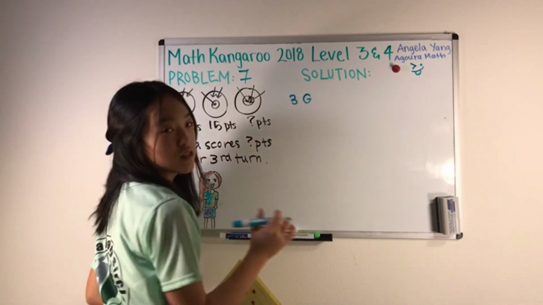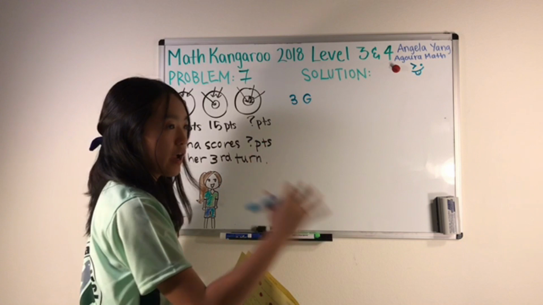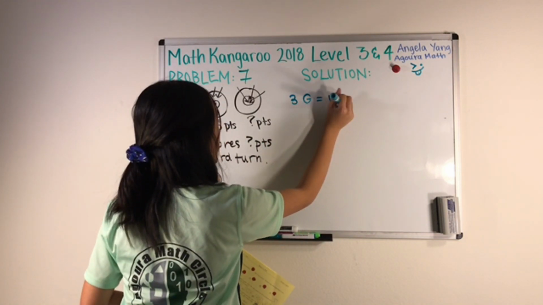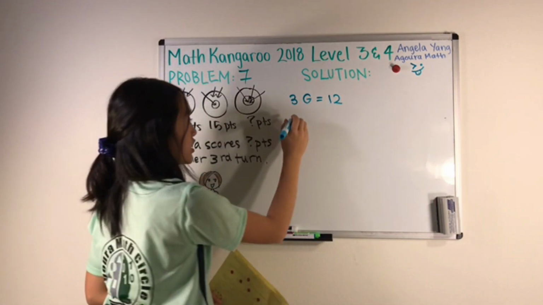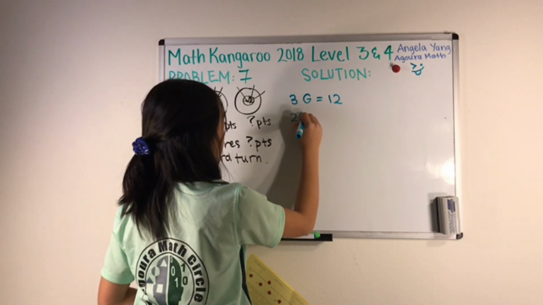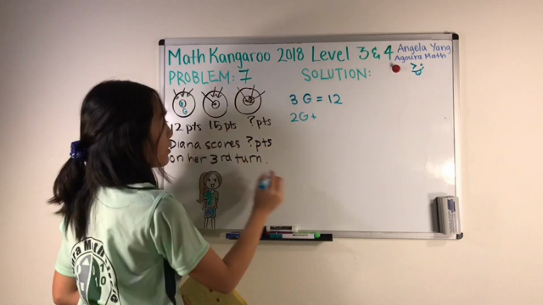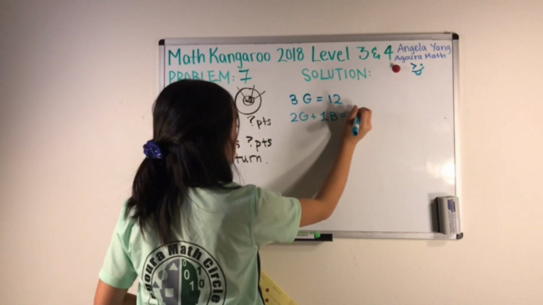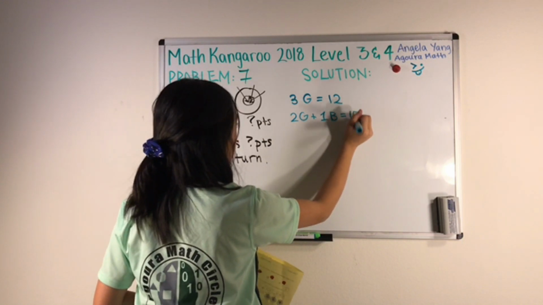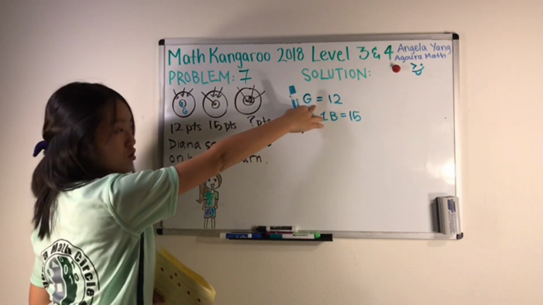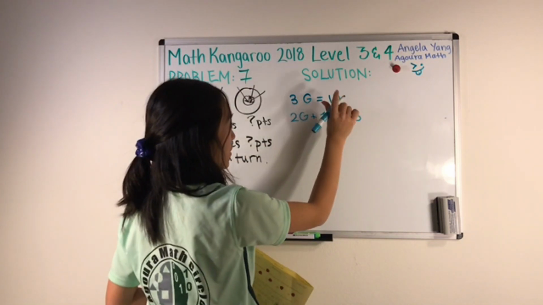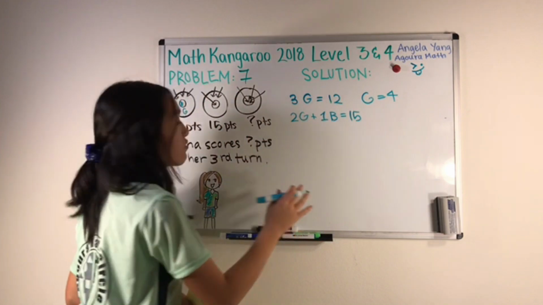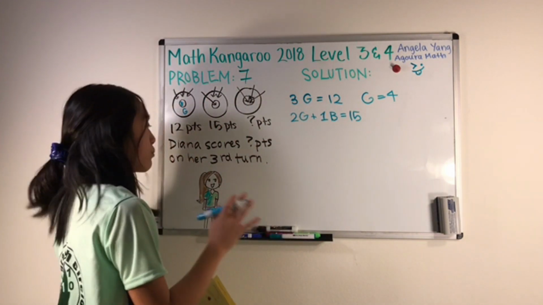When she got 3 arrows in the gray area, we'll assume G is the number of points you get per arrow that you land in the gray area. 3G equals 12. Then her second time, she had 2 arrows in the gray area, so 2G plus 1B equals 15. We can easily do some division here, and if you divide both sides by 3, you find out G equals 4. That would mean that for every arrow you land in the gray area, you get 4 points.